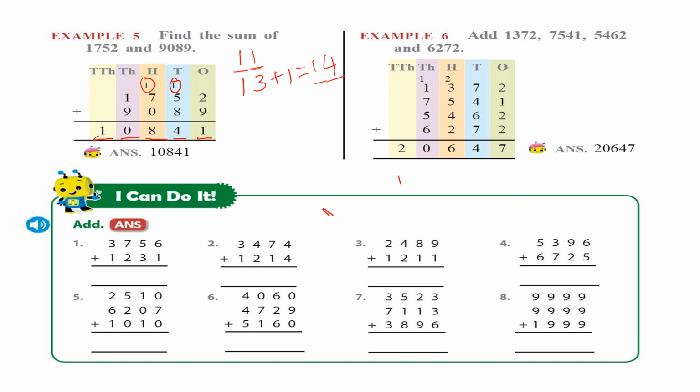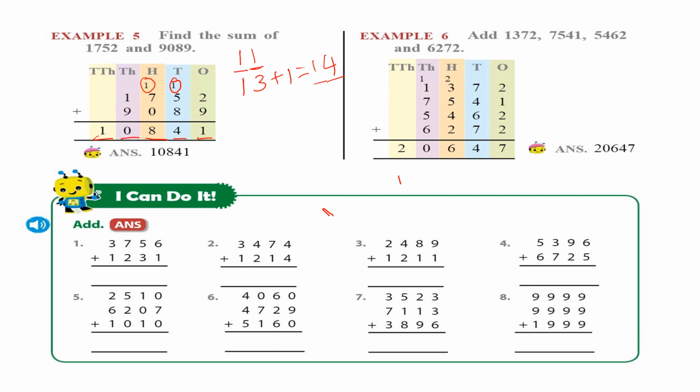The next example, add 1,372, 7,541, 5,462 and 6,272. Here, there are 4 sets of numbers. We have to add the numbers. It is similar to the previous set. Right? First, we are going to write the place values on the top. That is ones, tens, hundreds, thousands and 10,000s. Below that, arrange and write the numbers given to us.